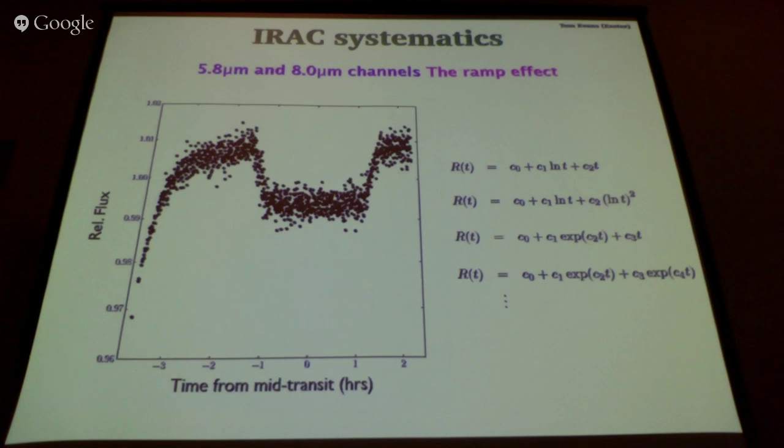The second main type of systematics affects the 5.8 and 8 micron channels. This is where the flux that we measure smoothly increases or decreases as a function of time, and this is due to the sensitivities of the pixels themselves varying during the course of the observations, for some reason that we don't really understand properly, resulting in this ramp-like behavior that you see. The standard practice for dealing with that is to simply fit the ramp with a function that approximates its shape as closely as possible. Here are some examples of the sort of ramp functions that people use in the literature. So you've often got things like logarithmic time and exponential time terms to try and match the shape.